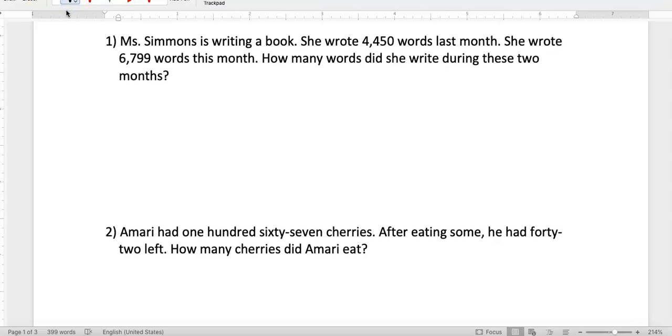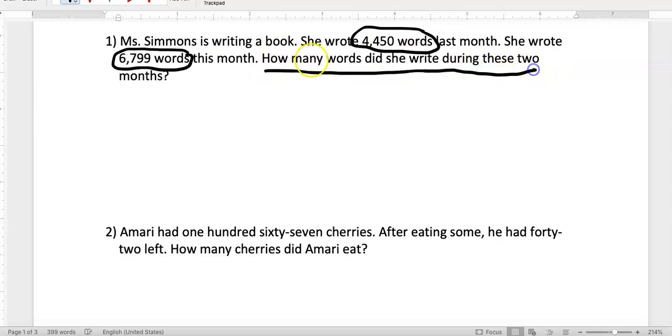last month. So in 1 month, she wrote 4,450 words. She wrote 6,790 words this month. So I'm already thinking about it and I'm circling my numbers here. In 1 month, she wrote this amount of words. In another month, she wrote this amount of words. How many words did she write during these 2 months? All right, so I need to know the total amount of words that she wrote in 2 months.